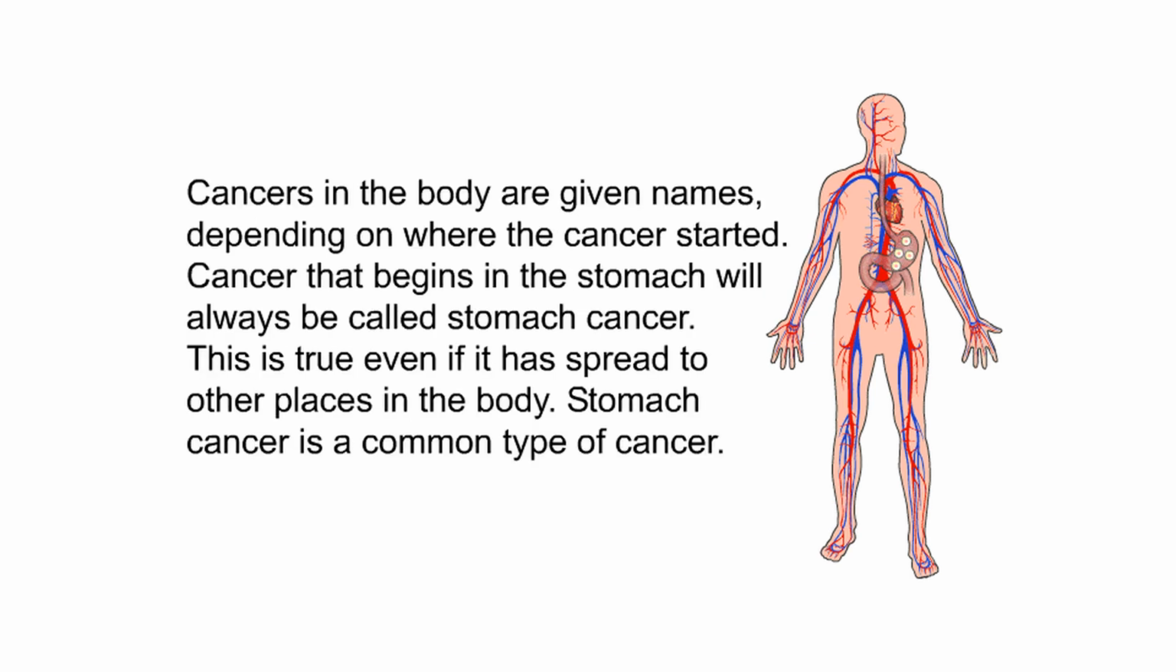Cancers in the body are given names depending on where the cancer started. Cancer that begins in the stomach will always be called stomach cancer. This is true even if it has spread to other places in the body. Stomach cancer is a common type of cancer.